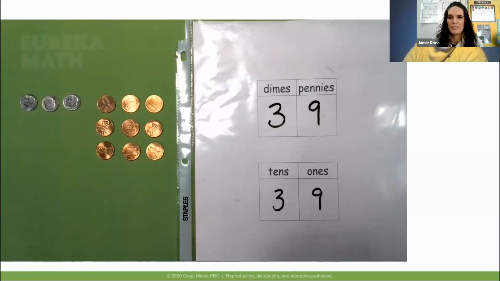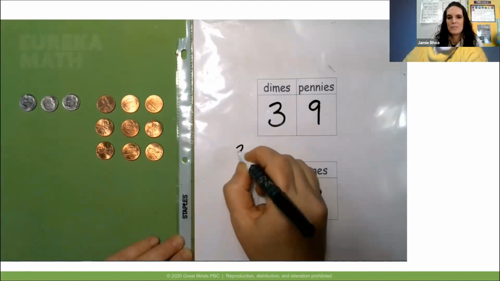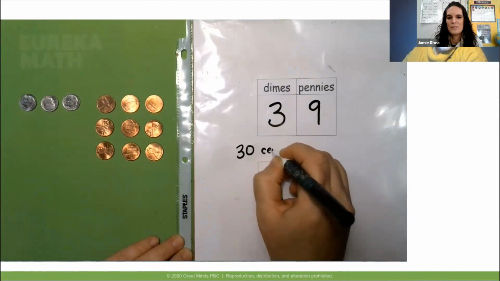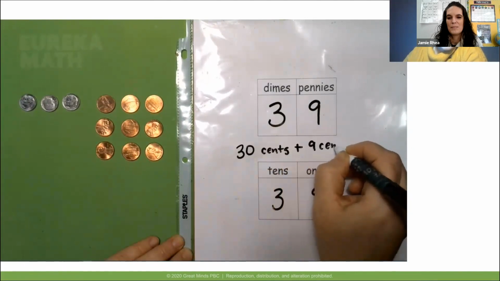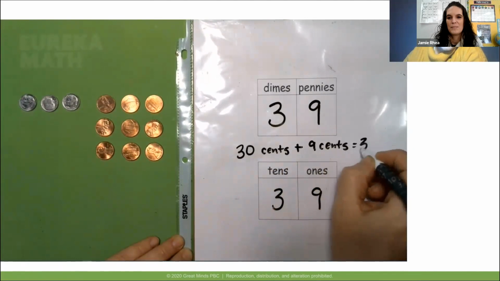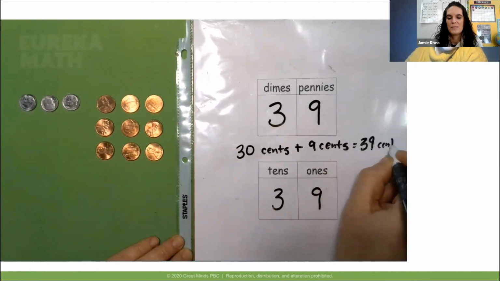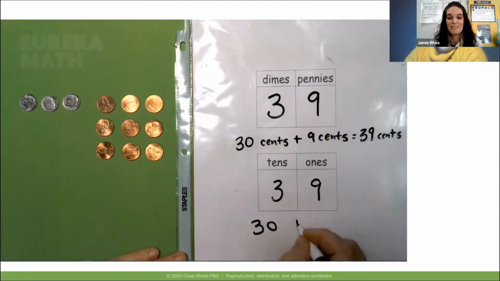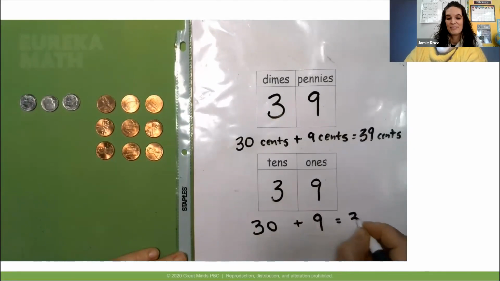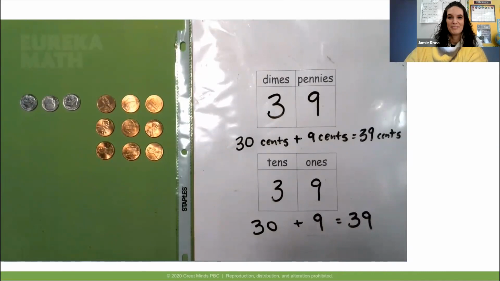Let's show the value of 39 cents by adding the dimes and pennies. 30 cents plus 9 cents equals 39 cents. Well done. And that's like 3 tens, 9 ones is the same as 30 plus 9. I love the connections we're making here between dimes and pennies and tens and ones.